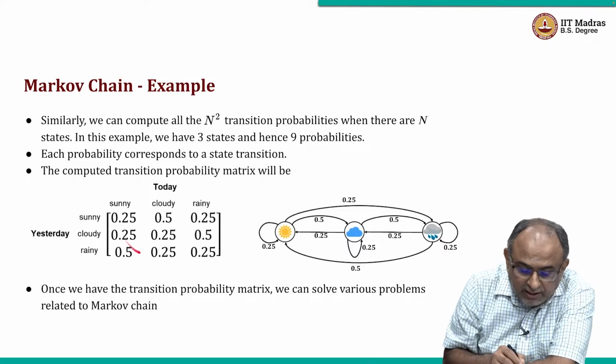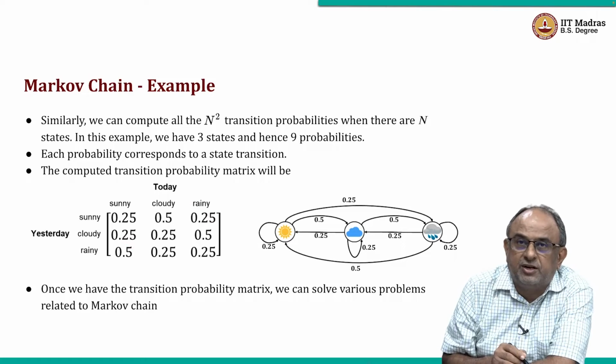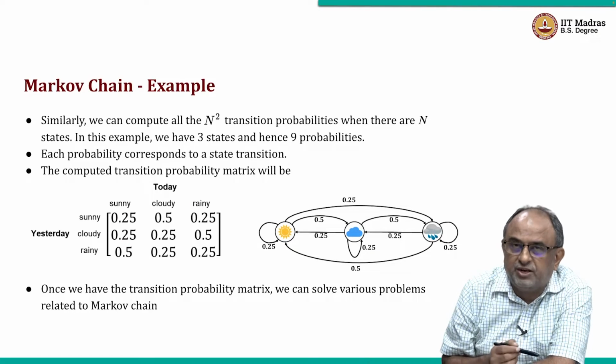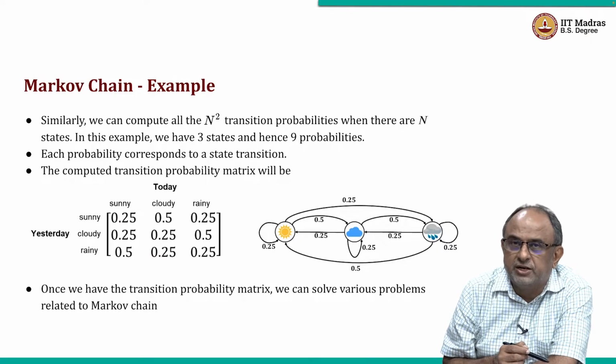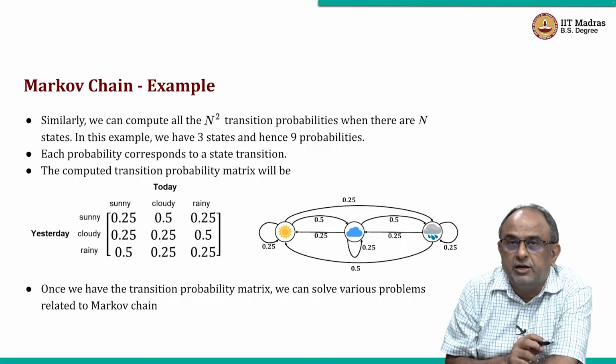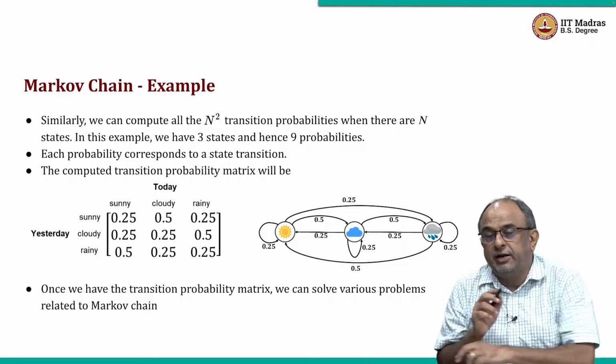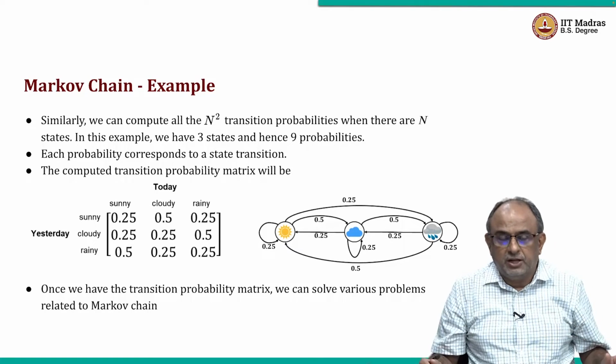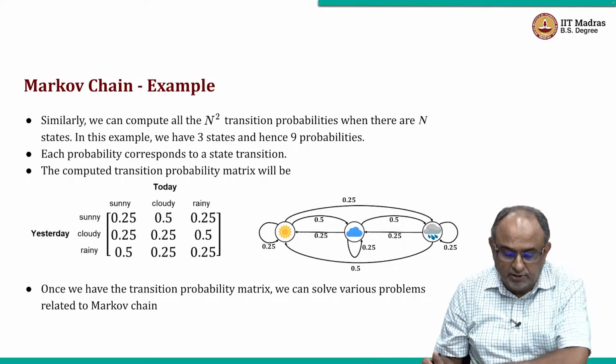So, there will be 9 entries in the 3 cross 3 matrix, 16 if you are talking about 4 states, or 100 cross 100 if you are talking about 100 states. Still, it is not hidden, it is visible. There is no hidden part here; this is a proper Markov chain.